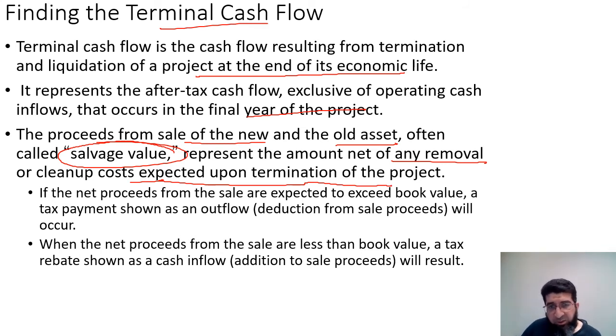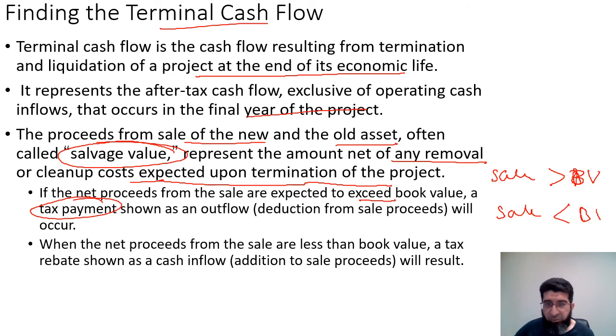If the net proceeds from the sale are expected to exceed the book value, a tax payment shown as an outflow will occur. Or if the sale is less than book value, a rebate will be shown. A tax rebate will be shown. So if the sale is greater, obviously there is a gain and hence we have to pay the taxes. If the sale is less than the book value, there is a loss, and the loss means that the tax will be returned.